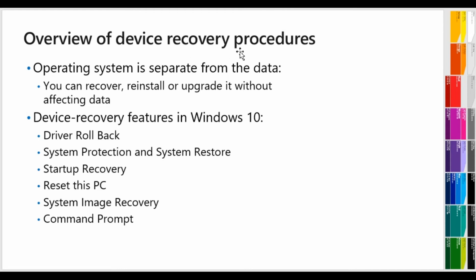So, overview of device recovery procedures: the operating system is separate from the data, correct? Your operating system is separate and data is separate. You can recover, reinstall or upgrade it without affecting the data. Device recovery features in Windows 10 include driver rollback. Drivers relate to hardware and software; if you put in a USB stick, you have different drivers for that. We also have system protection and System Restore, startup recovery, Reset this PC, system image recovery, and command prompt. They are all the tools we have.